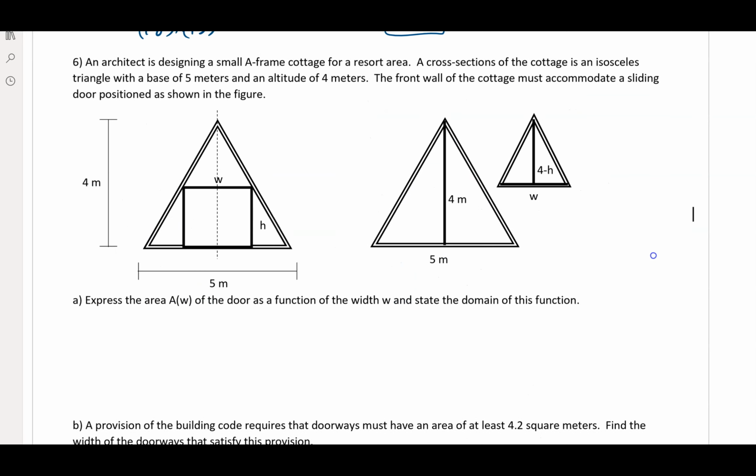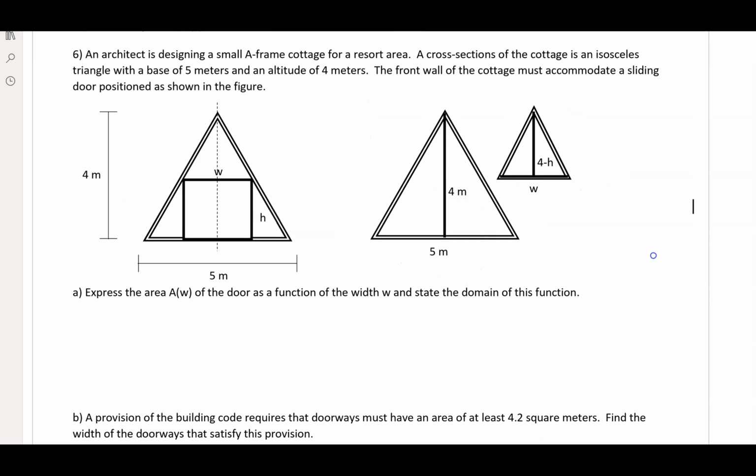Okay, so we're going to try the next one. So on this one, an architect is designing these little triangular houses, and he's got a door put in here. They've got to be 4 meters high, 5 meters wide, and so our door is going to have some width and some height to it.